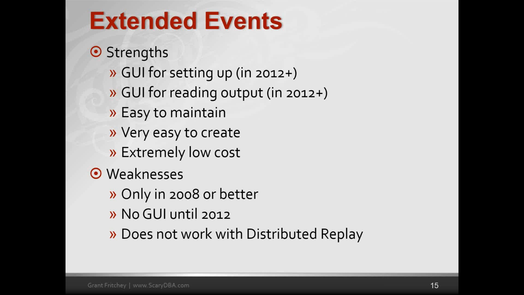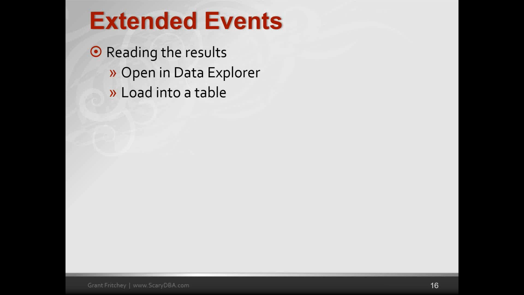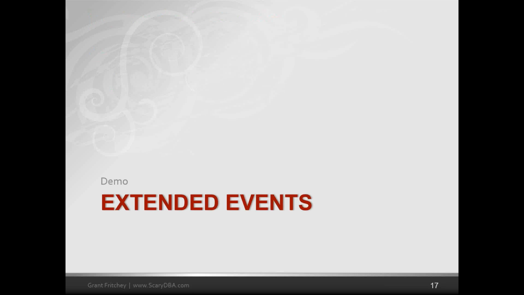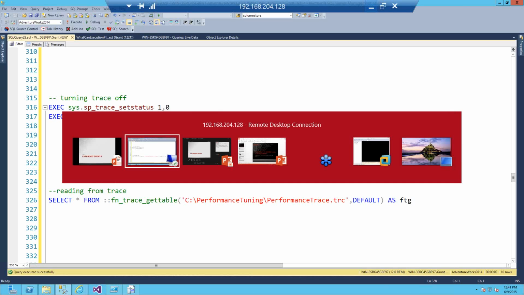This stuff will not capture events that are filtered. So the better you're filtering on an extended event, the lower the cost and the lower the impact on your system. The weaknesses: it is only 2008 or better. If we're still working on 2000, 2005, you will not be able to use these. You're going to default back to trace. There is no GUI until 2012, which, sorry. And this, at least currently, doesn't work well with distributed replay. Reading the results, you can open it up in Data Explorer or you can load it into a table. Let's play with this and get going.